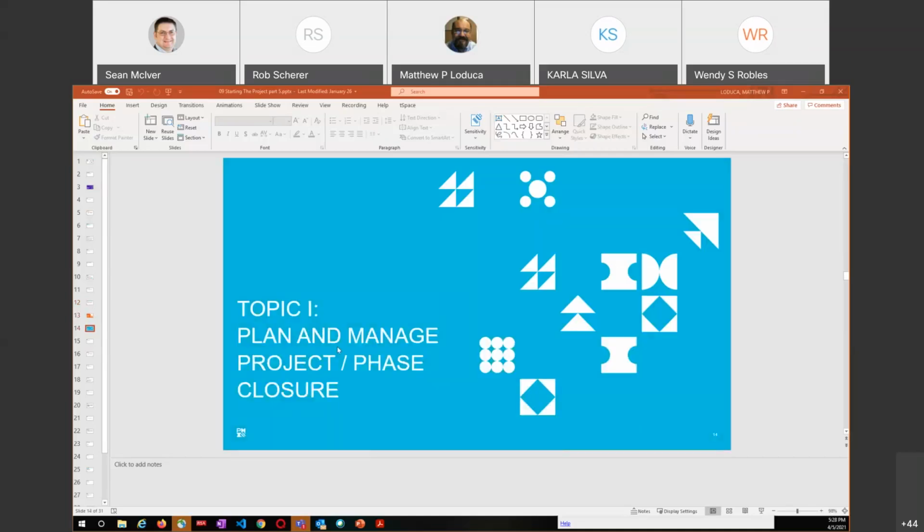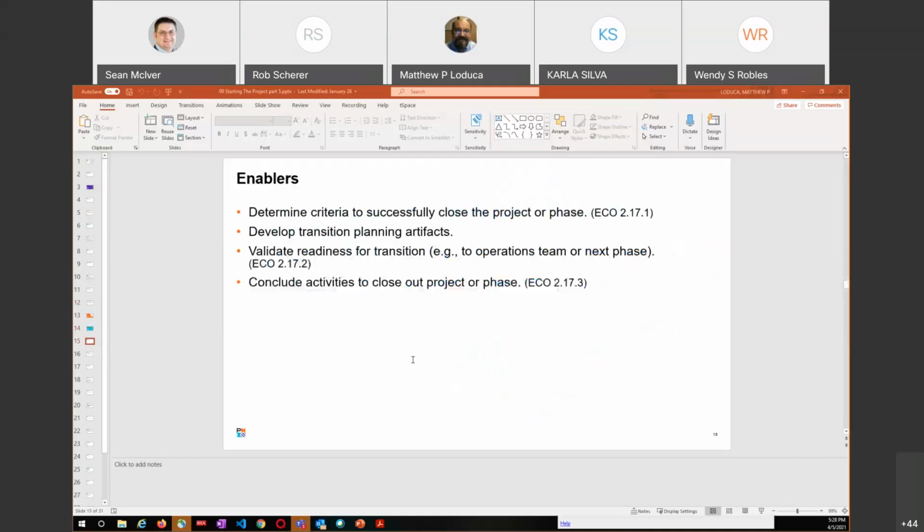So next we have plan and manage project phase closure. We talked about that transition, or the between phases, and here we are going to go into that in much more detail. Determine criteria to successfully close up the project or the phase. We do that at the very beginning of the project. When we talked about scope, we identified our acceptance criteria for things, right? This is what we're talking about, that acceptance criteria. So we should be able to do that.